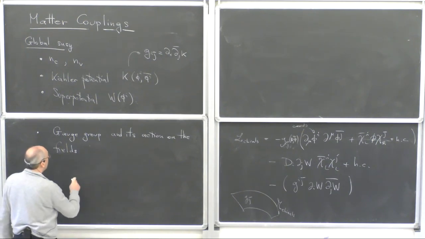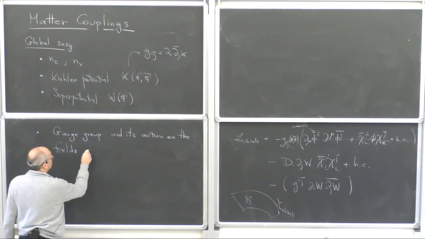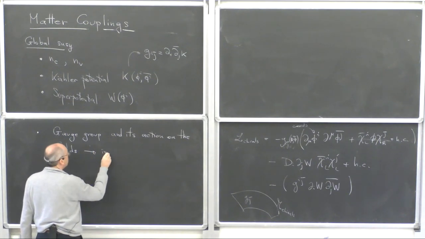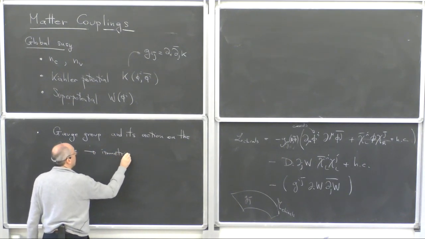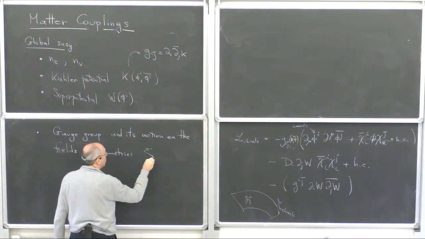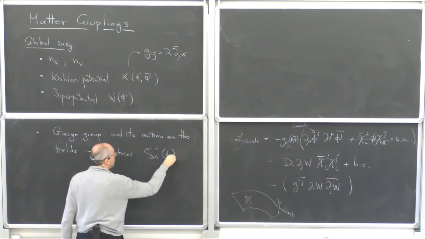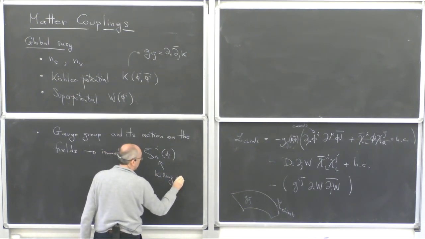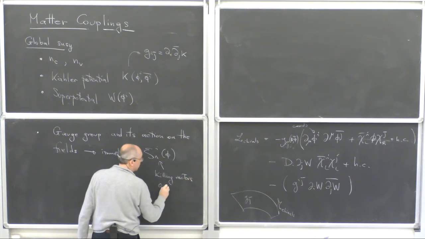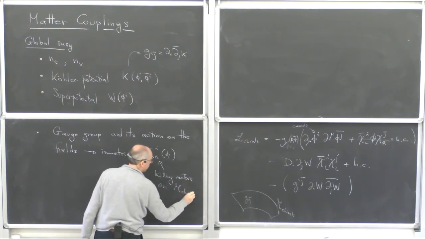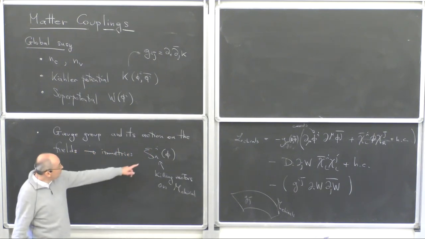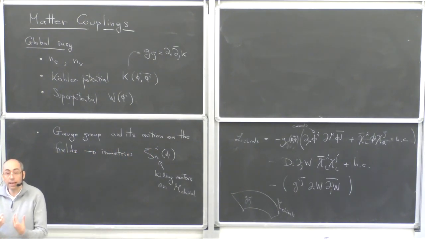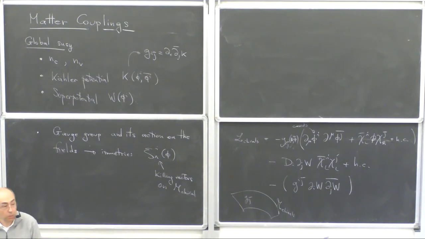What you have to specify here, the action on the fields, is essentially which isometries of the scalar manifold. Let me call them psi lambda I. These are holomorphic. Of course, if they are isometries, these are Killing vectors on M chiral. And you want to know which isometries you want to make local, which you want to interpret as gauge symmetry. So you want to know which of your scalar fields are charged.